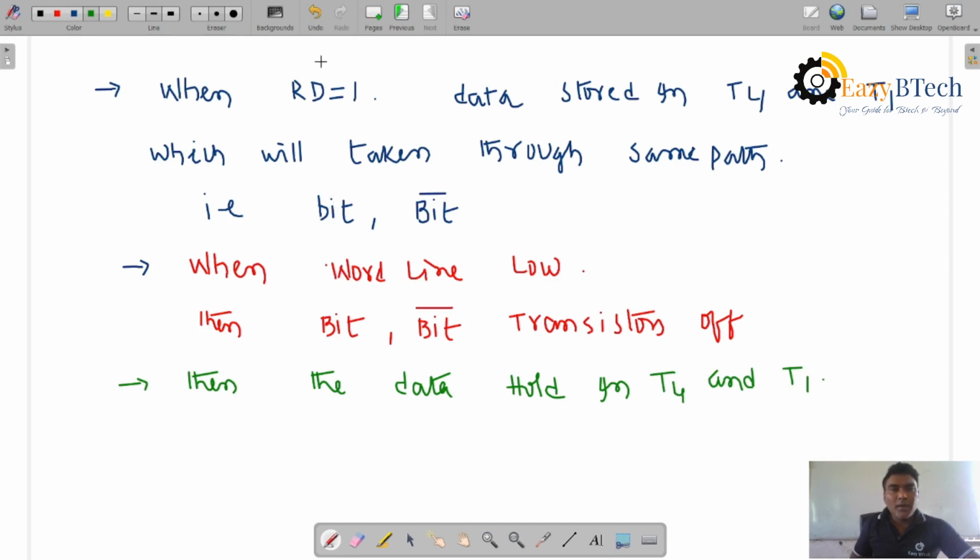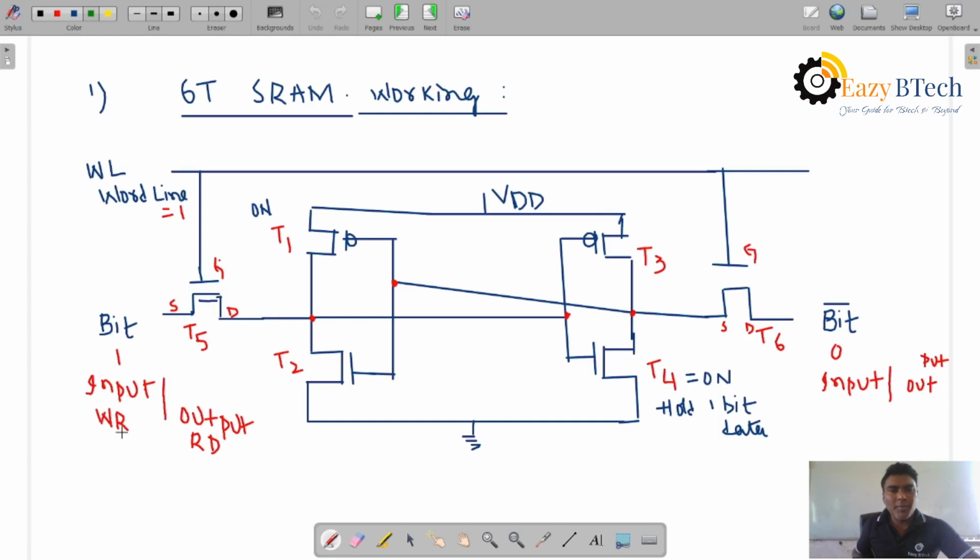So hold, read operation and write operation, three operations are performed, right? When write operation is equal to 1, the data will be written into T4 and T1. When read operation is equal to 1, whatever is stored here will pass through the same bit and bit complemented lines. When the word line is equal to 0, T5 and T6 are off, and whatever data is held in T4 and T1 stays. So we can do write operation, read operation, and holding the data.